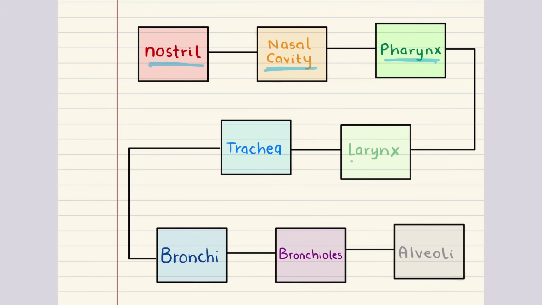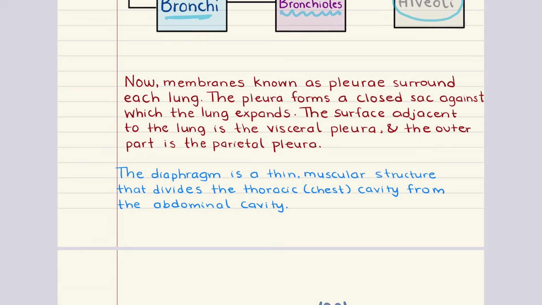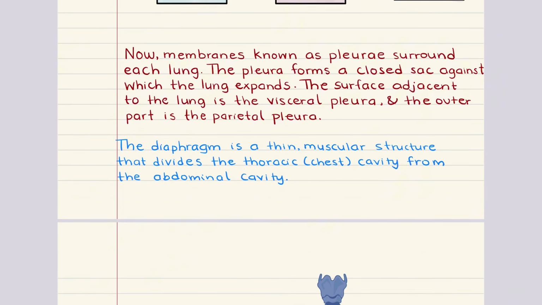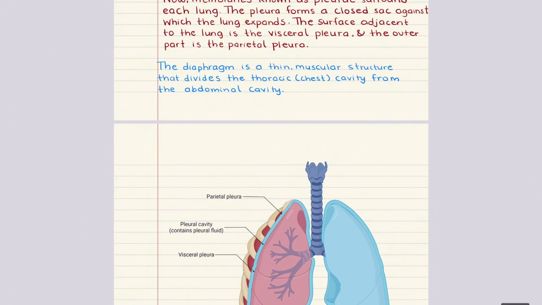Next, air passes through the larynx, which directs it into the trachea. The trachea splits into two bronchi, which enter each lung and branch further into bronchioles. Finally, the air reaches the alveoli, the site of gas exchange. Now that we've mapped out the full path that air takes through the respiratory tract, let's zoom out and talk about the physical structures that support the lungs and make breathing possible.